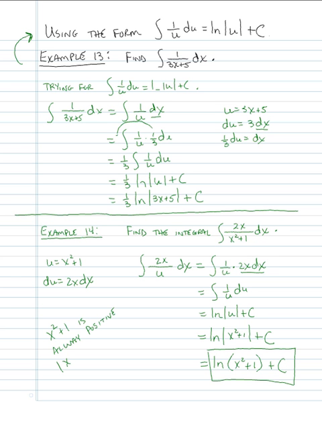So the absolute value of x squared plus 1 is just x squared plus 1, because we're taking the absolute value of a positive number. So in this case, we don't really need the absolute values, and so we would see it written as just the natural log of x squared plus 1.